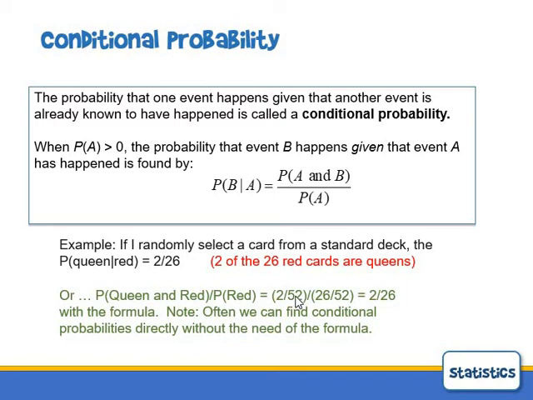So you have a 2 out of 52 chance of getting a card that's a queen and red. The probability that's red is 1/2, or 26 out of 52. The 52s will cancel and you get 2 out of 26. Okay. So the formula works in that case, but it's overkill. It's easier to just think about the deck. If it's given that it's red, there's only 26 cards left and 2 of them are queens.